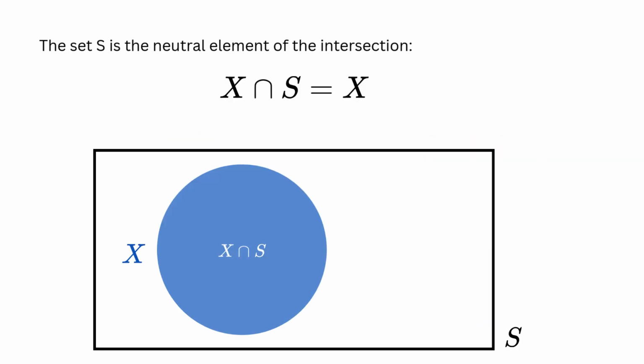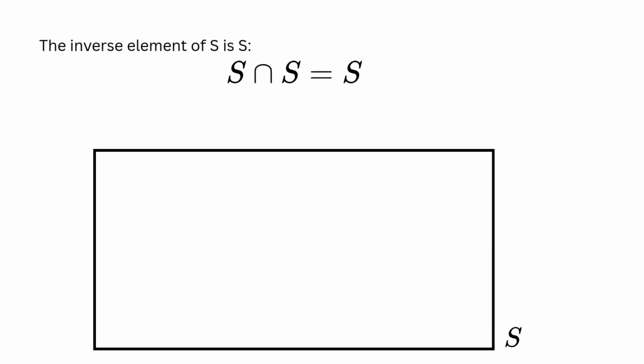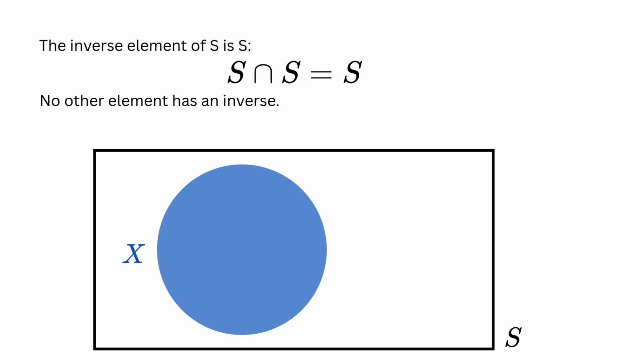The operation has a neutral element, which is the set S. The set S is its own inverse. Besides the neutral element, no other set has an inverse. To see this, let X be a proper subset of S.